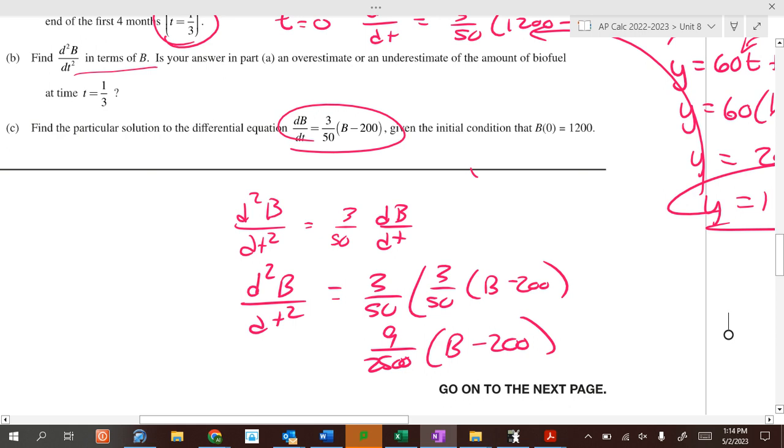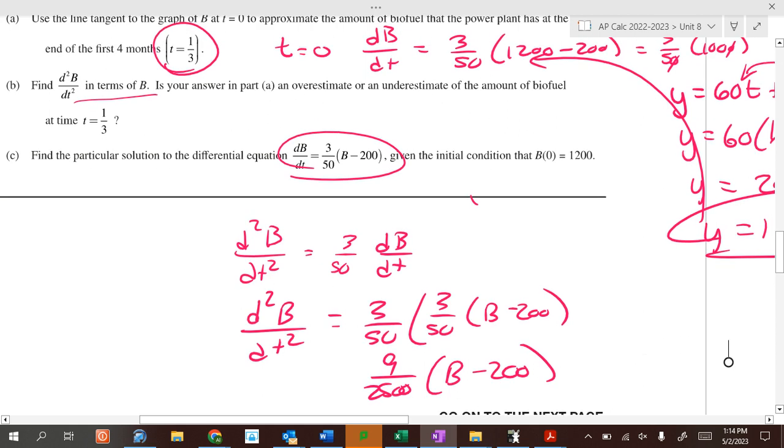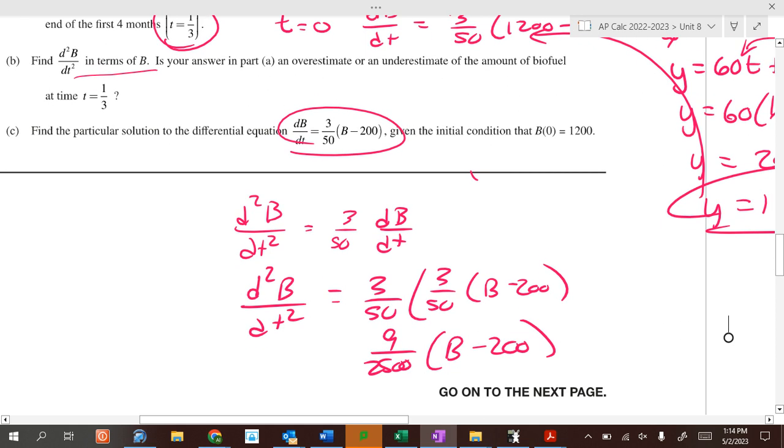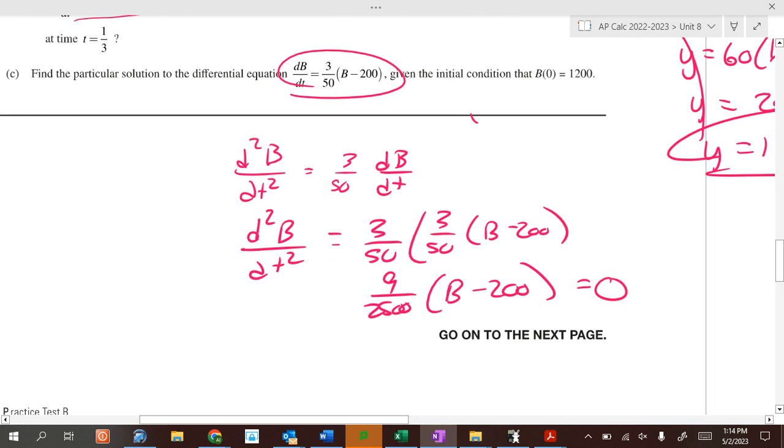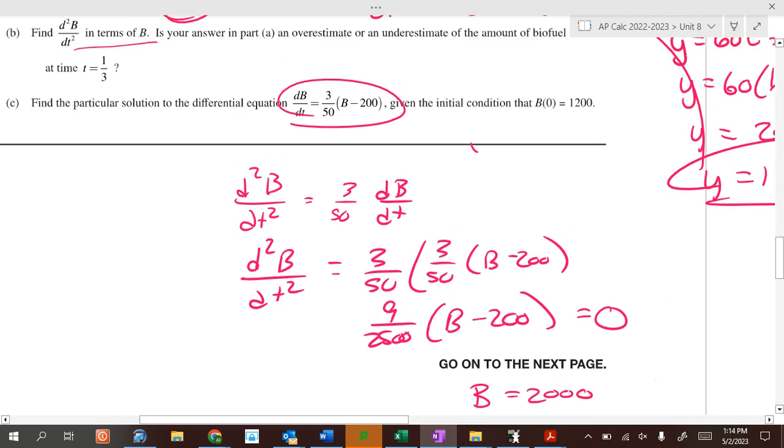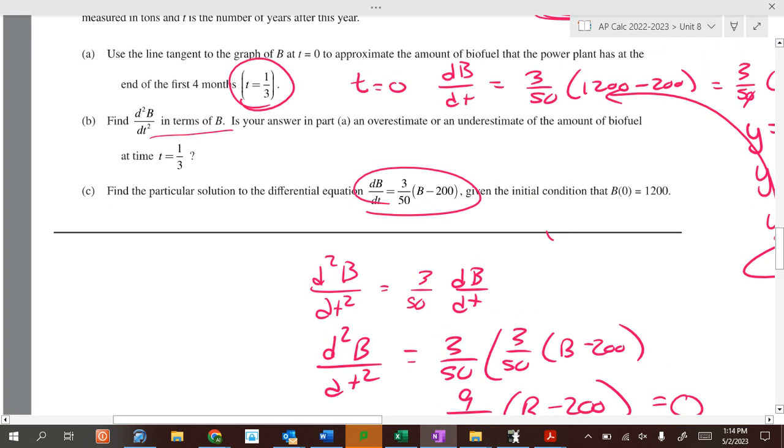if it's concave up or concave down to figure out if it's an underestimate or overestimate. So if we look at this and set it equal to 0 to find a point of inflection, b would equal 200, would be a point of inflection.